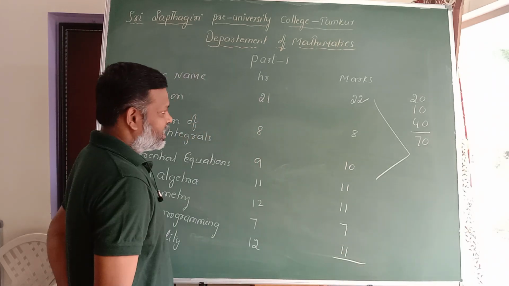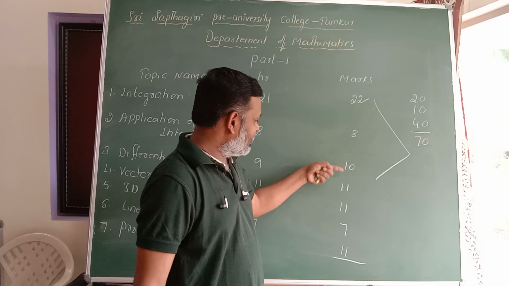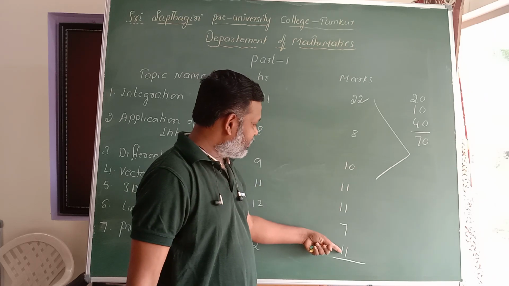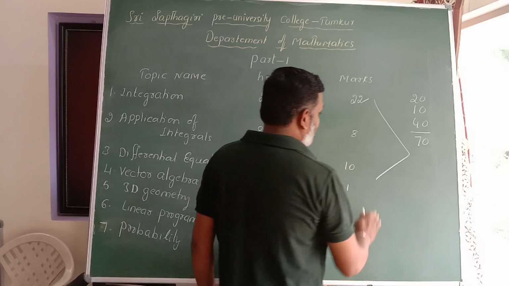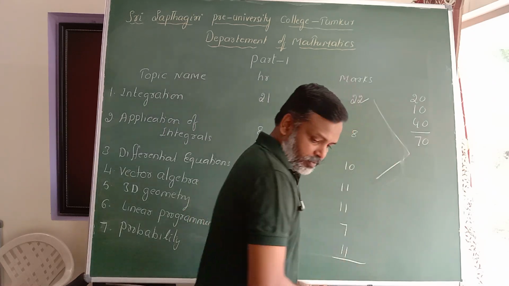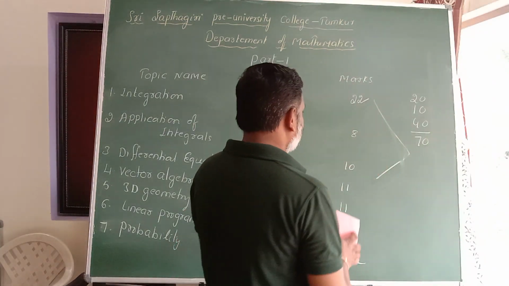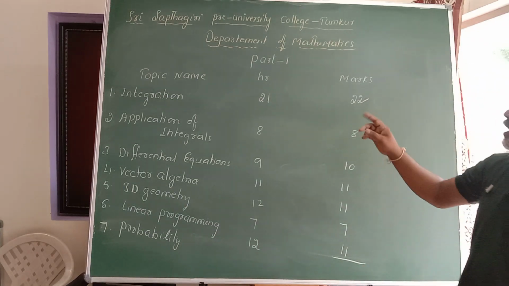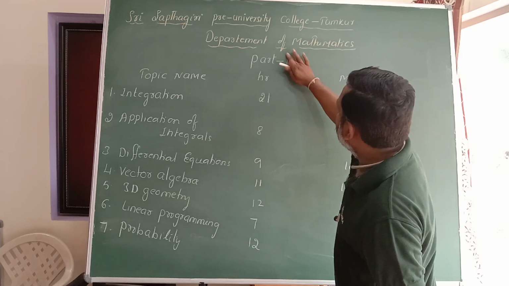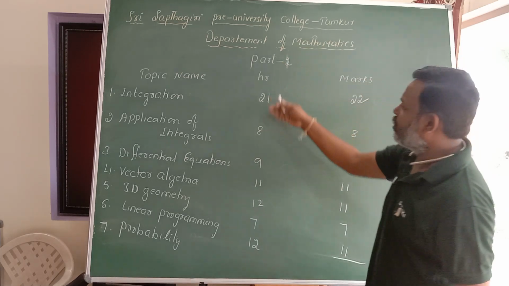So let us see how many marks that makes: 30, 40, 50, 60, 70, 80. So in total you will get 150 marks of syllabus. Have a look on this, my dear students. Under part 2, that means you will get all these.